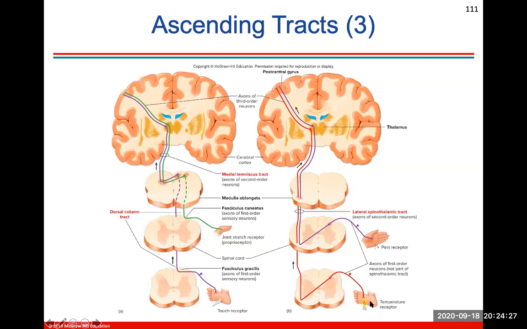So let's say your foot is next to a hot fire. That temperature receptor travels up to the brain. It decussates, or crosses over, right away in the spinal cord, and then it'll travel up the opposite side of the spinal cord into the brain. Touch receptors, joint receptors, pain receptors, they all have different tracts that they travel up in the white matter, or the funiculi, of the spinal cord.